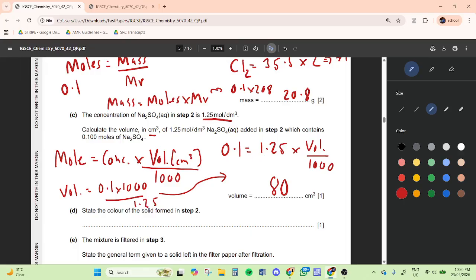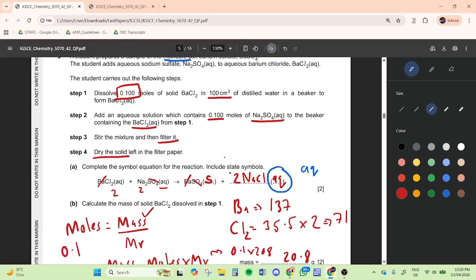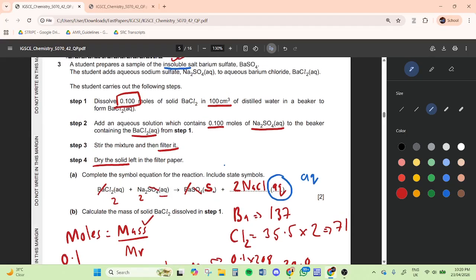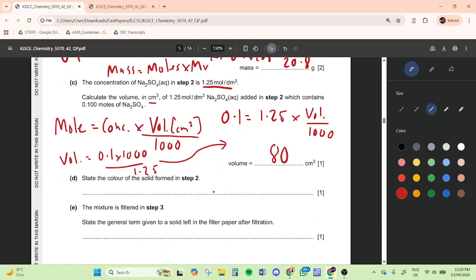State the color of the solid formed in step 2. So the solid that's formed in step 2 is barium sulfate. You could also argue that there's also sodium chloride. It doesn't matter. Either way you look at it, the answer is going to be white. I would use the white color to write this down, but I don't think you guys will be able to see it. It's going to be white.